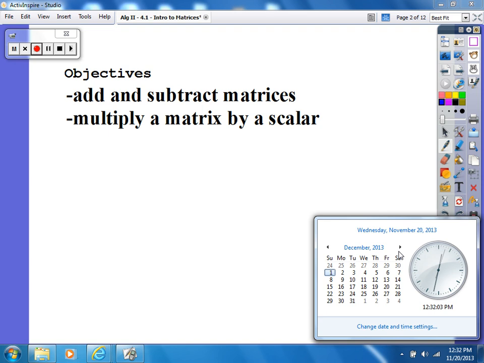I bet you half of you have used a matrix in Word. You insert a table into Word. Raise your hand if you've ever inserted a table in Word. That's a matrix. That's just a matrix.